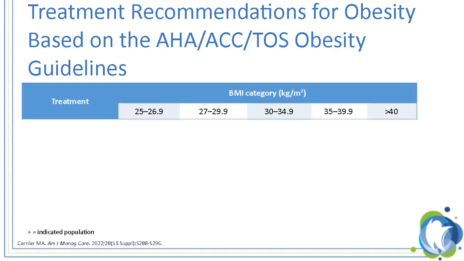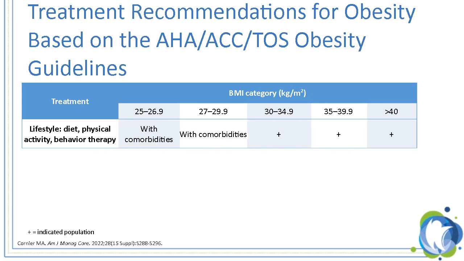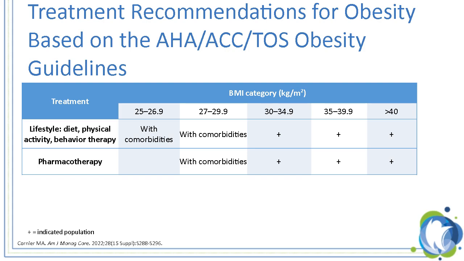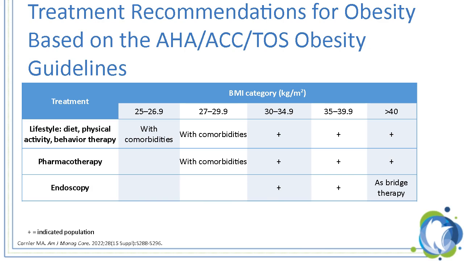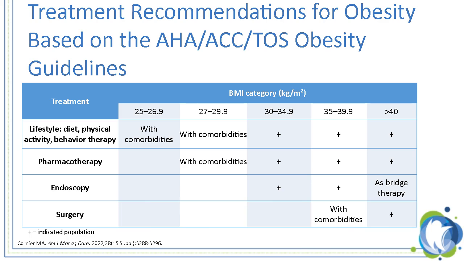So the general recommendations among multiple specialty organizations for the treatment of overweight and obesity, again, lifestyle is foundational no matter what level of weight people are at as they're starting this journey. Pharmacotherapy is indicated for people with a BMI 27 to 30 and comorbid conditions, or for people with a BMI of 30 and greater with or without comorbidities. Endoscopy is not commonly used at this time, but can be indicated for people with a BMI of 30 or greater. And surgery is indicated for people with comorbid conditions and a BMI of 35 to 40, or for people without comorbidities with a BMI greater than 40.